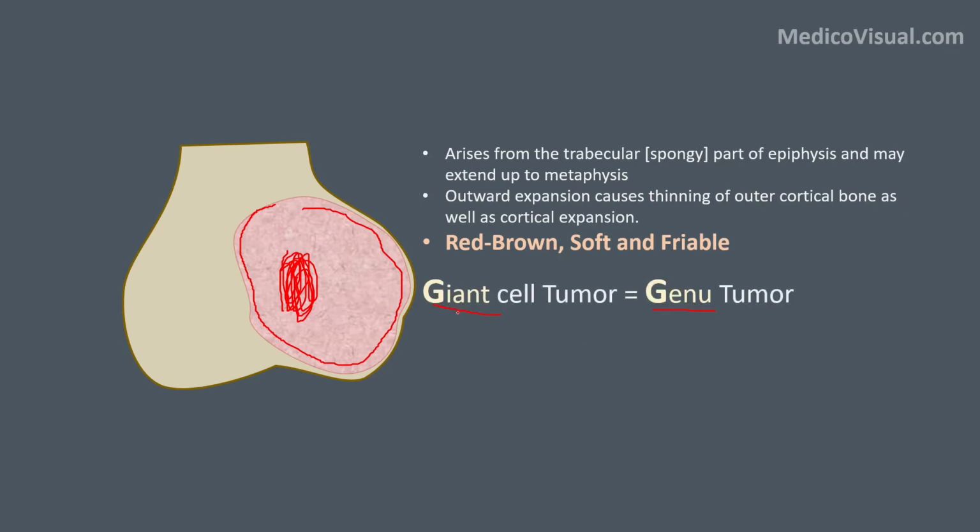I like to call this giant cell tumor as genu tumor. Why? Because in almost 50% of cases, in half of cases, it usually involves the lower end of femur or upper end of tibia. I mean, in 50% of cases, it involves the area near the knees, and that's why I am calling it genu tumor. It's just a mnemonic, nothing else.